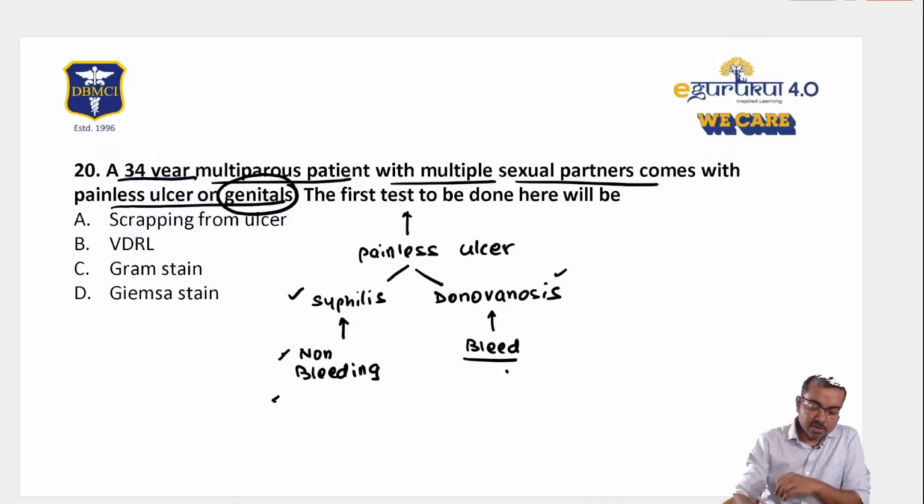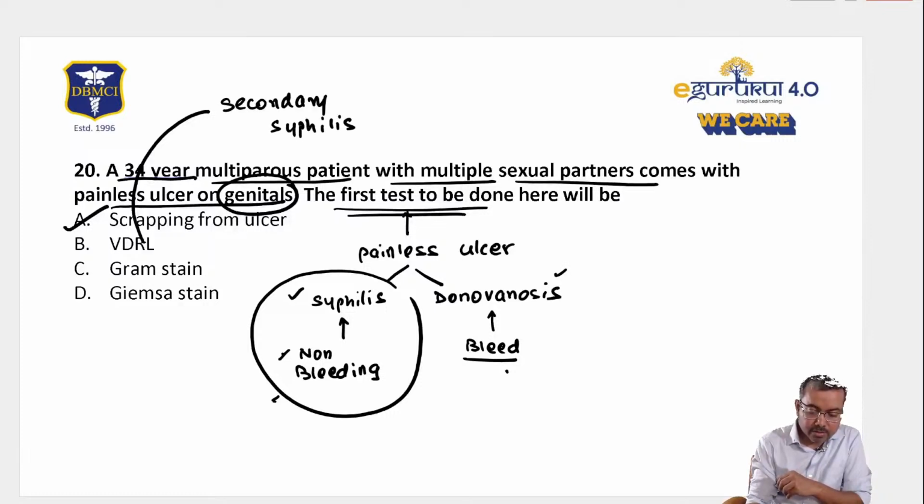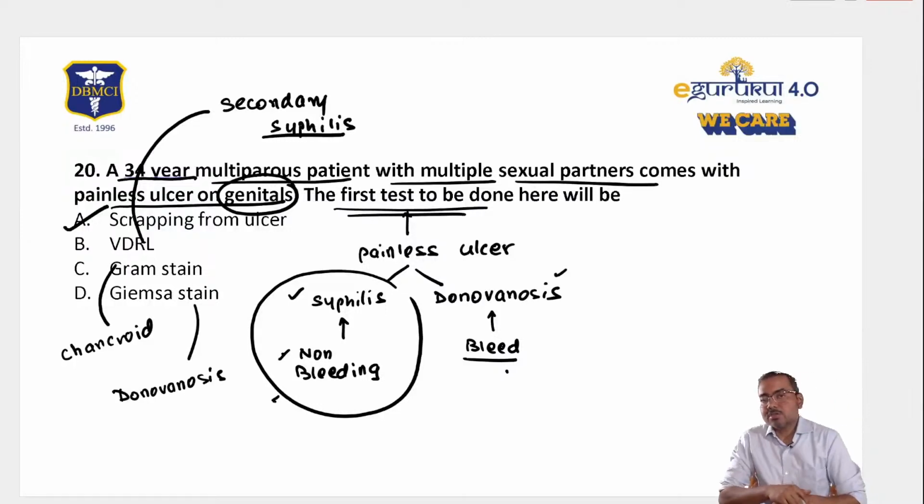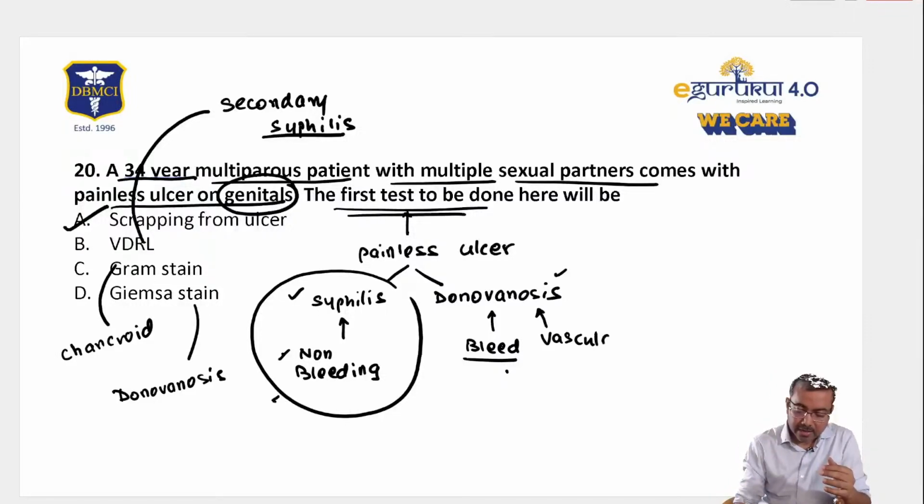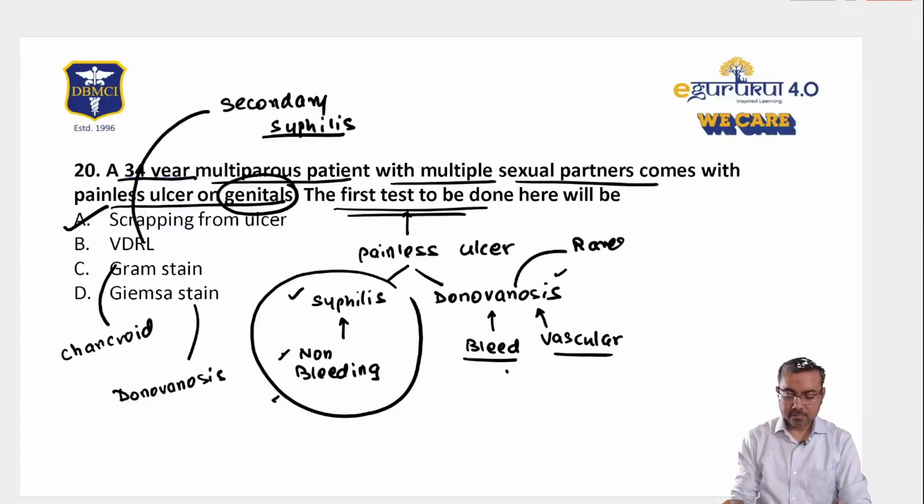Clear? Okay. So now let's see the first test to be done here. We are talking about more of syphilis. We will do scraping. VDRL will be done if you look at secondary syphilis. We don't want to do it in primary syphilis because VDRL will only come a bit later on. Gram stain is usually done if you think of chancroid. Giemsa stain if you think of donovanosis. Now, why is it not donovanosis? Because there's not enough clue for donovanosis here. Just a painless ulcer is not donovanosis. It's very vascular. So until I get a leading clue like vascularity, why would I think of such a rare disease? One of the rarest diseases, by the way, is donovanosis. So we don't want to really pick up that. But if it's painless, it's going to be just that.